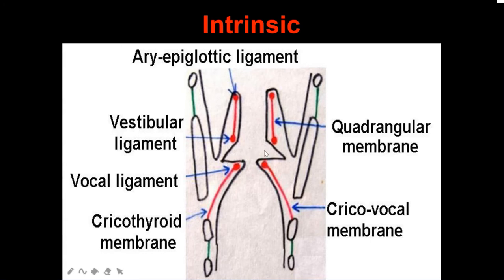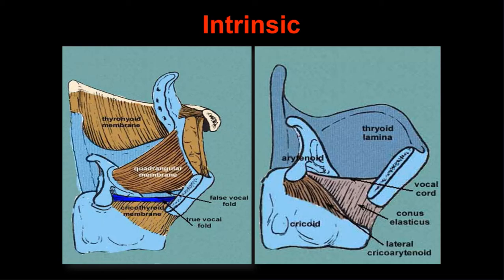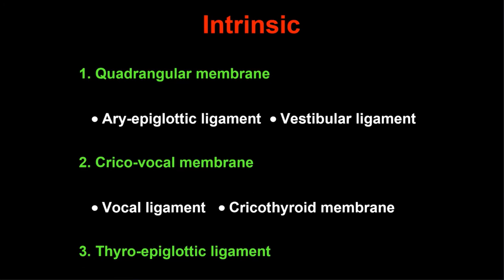From here there is the supraglottis. This is the true vocal cords. Below this there is the subglottis. So the quadrangular membrane and the cricovocal membrane are the intrinsic membranes, and the thyrohyoid, hyoepiglottic, and the cricotracheal membranes, these three are the extrinsic membranes. In this picture you can see these two intrinsic membranes, the quadrangular membrane and the cricovocal membrane. The cricovocal membrane's upper free border forms the true vocal cord.